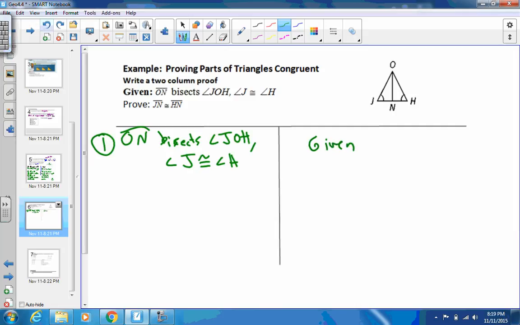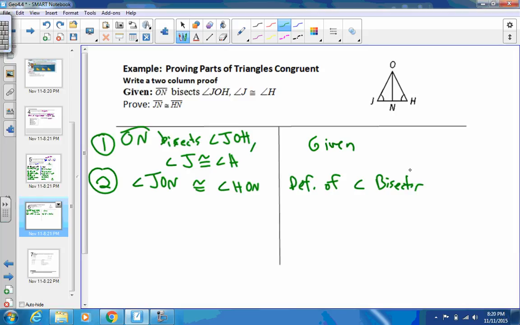But with that idea of bisecting an angle, it has nothing to do with the segments. It just cuts the angle in half. So if it bisects angle JOH, it cuts it in half. So you have angle JON and angle HON. JON and HON are congruent because it cuts it right in half. That's from the definition of an angle bisector. So you can go ahead and label these two angles here congruent.